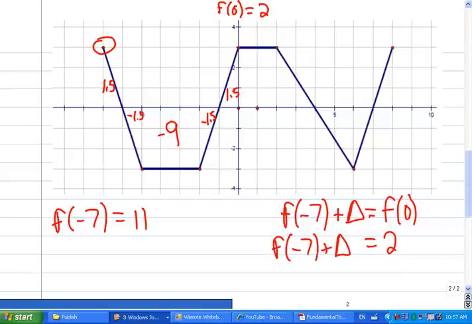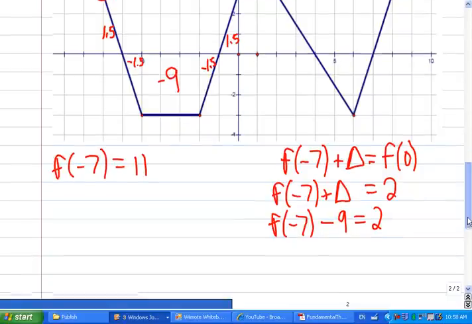So what is all the change that happened? 1.5 minus 1.5, it's gone. Negative 9 minus 1.5, now I'm at negative 10.5. Plus 1.5, that's now back to negative 9. So the total change, minus 9, gets me to 2, which means f of negative 7 would be 11.